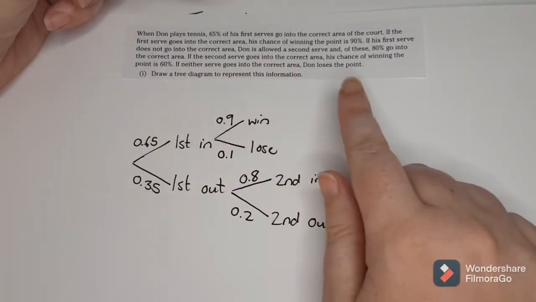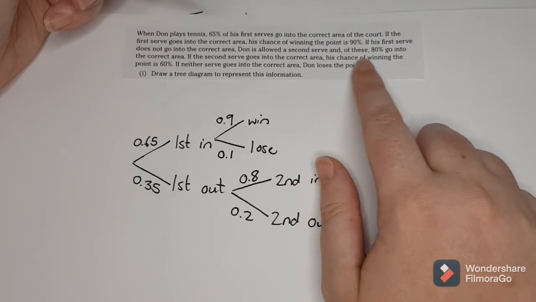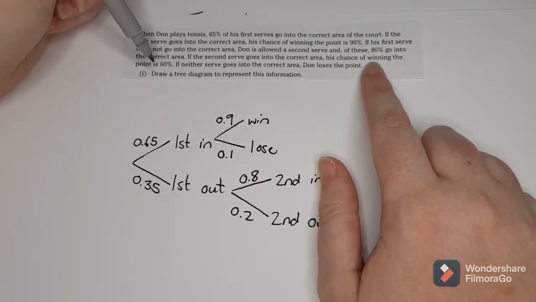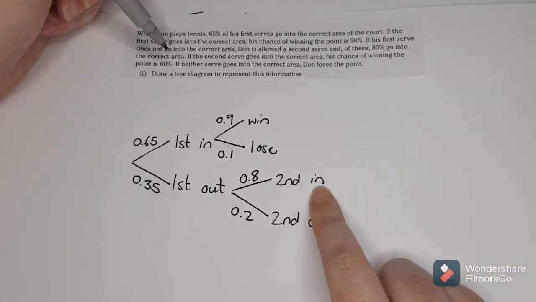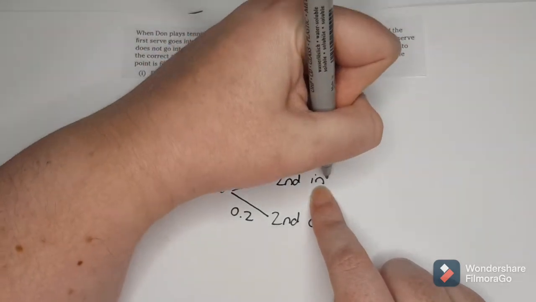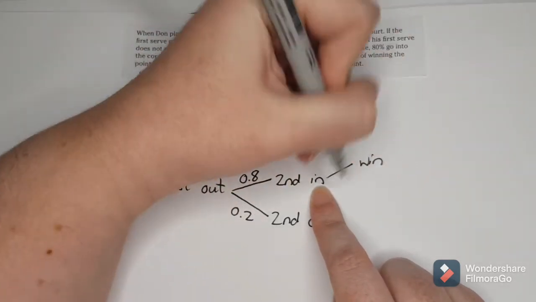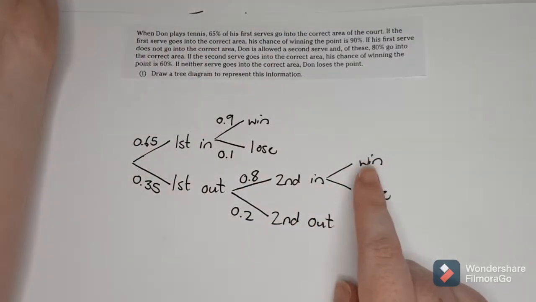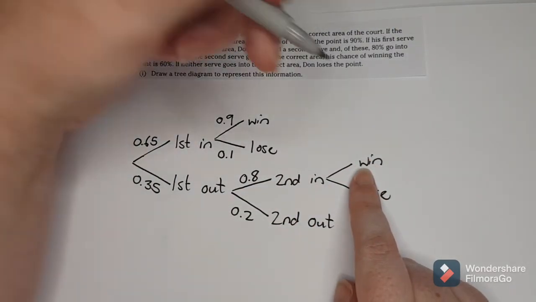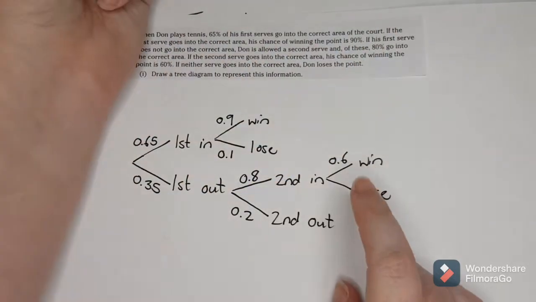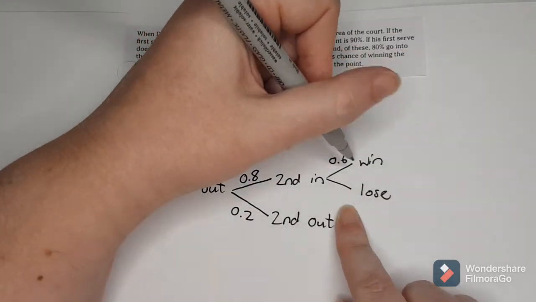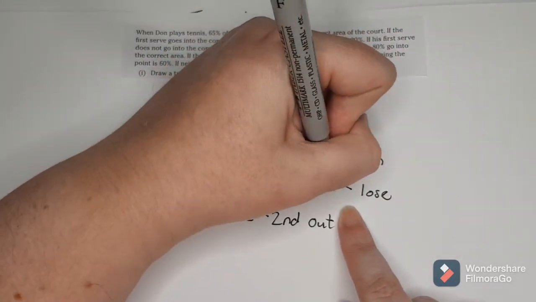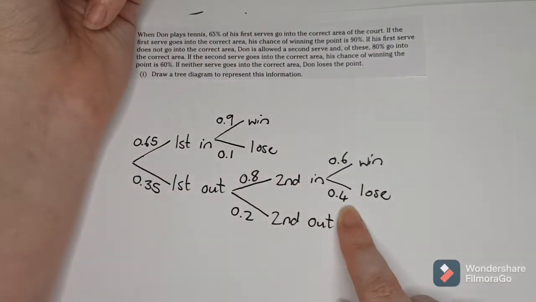And then it says, if the second serve goes in, his chance of winning the point is 60%. So if it goes in, then he's going to either win or lose. And his chance of winning is 60%, which is 0.6. Which means if this is 0.6, this is going to be 0.4.